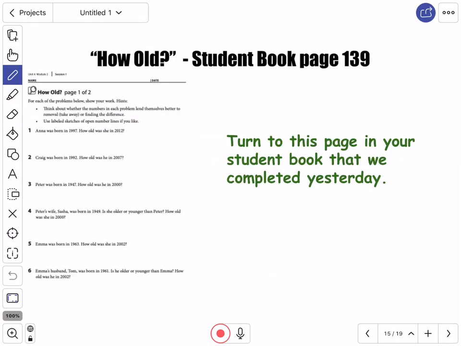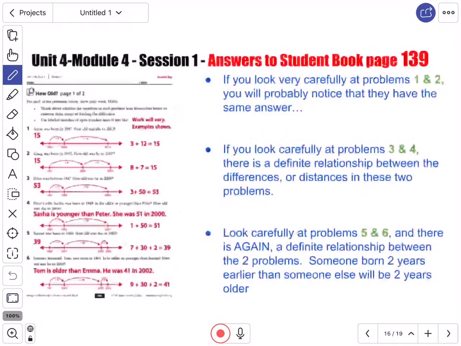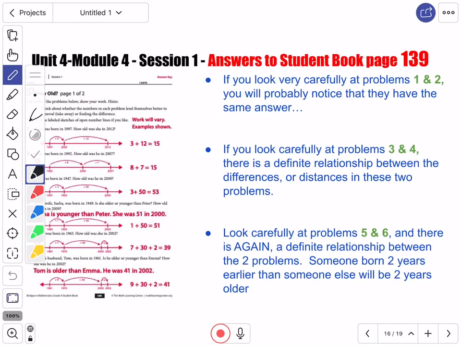All right. So what I want you to do now is turn to this page in your student book that we completed yesterday, page 139. I know that we completed it yesterday, so we're just going to take a little bit of time to look at it real quick here. Not too much time, but just a little bit. All right, so here are the answers to that page, which, yes, we did yesterday, so no need to get too crazy here, but I just want you to listen.